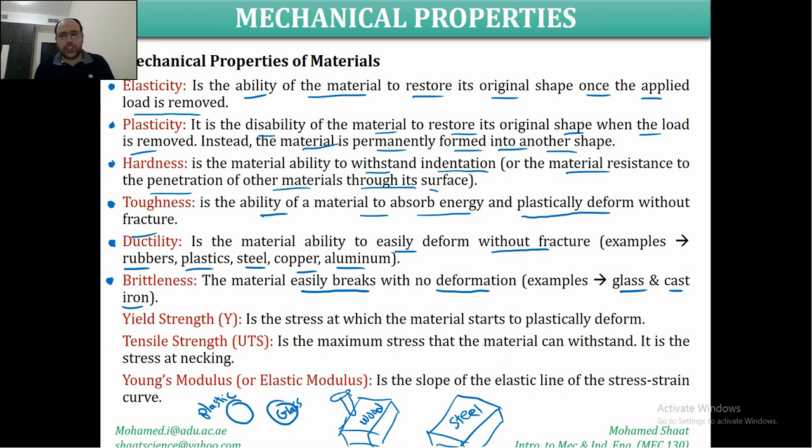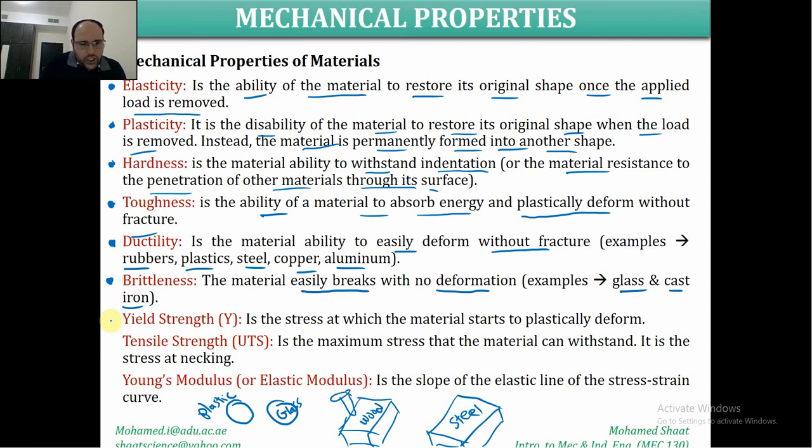Cast iron is one of the iron materials. It is a metallic material, but it is a special type. Cast iron is an iron alloy that is brittle. Brittle means that if we try to bend it or apply any deformation, it will be completely fractured instead of being deformed. So this is the difference between ductility and brittleness.